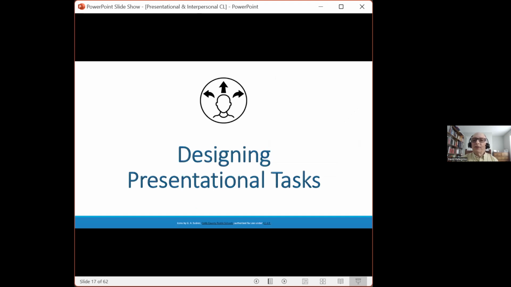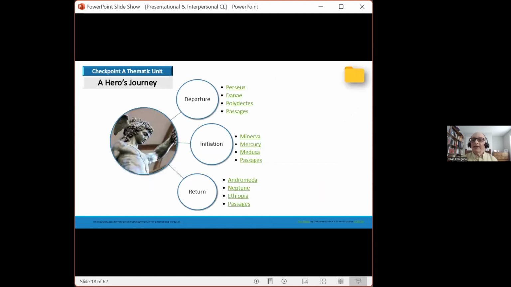So let's transition to designing presentational tasks. I'm going to ground these presentational tasks in a thematic unit, one they haven't seen before, because I want to give you new content to use. The examples are going to be in Latin, but certainly you can adapt the ideas here to another classical language like Ancient Greek. It's a Checkpoint A thematic unit called A Hero's Journey, and you will have a copy of it in your folder.